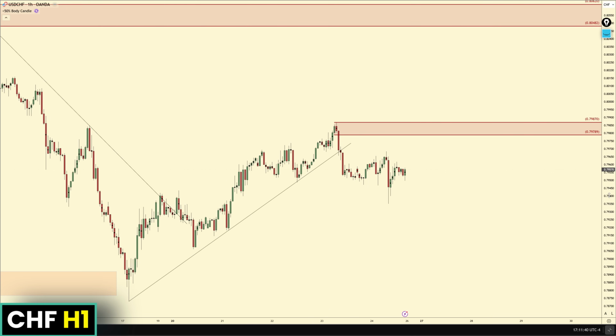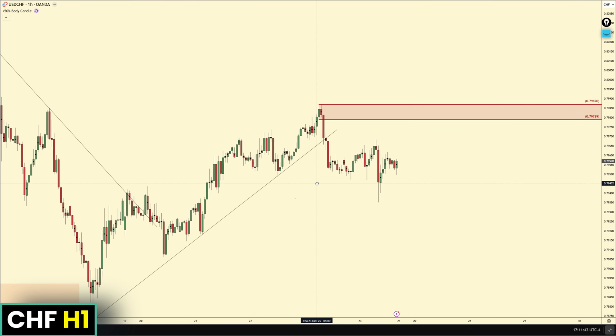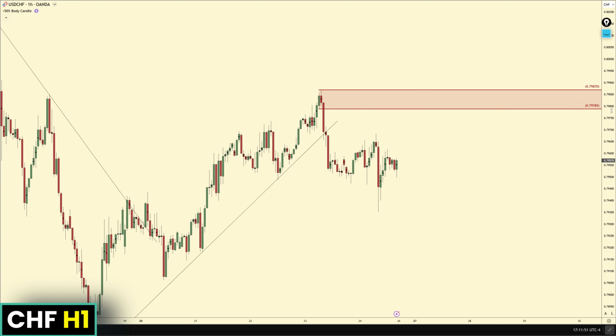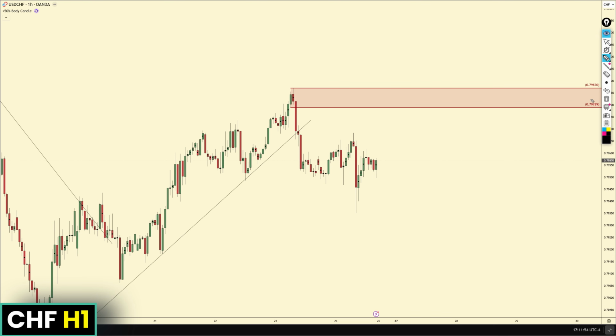On the 1 hour time frame, though, we did have a nice 1 hour trend. Things were looking pretty bullish. You can see we got our 2 touch points down here and here. We got a nice reaction off of our trend line. And not only that, we did create a supply zone at 0.79.